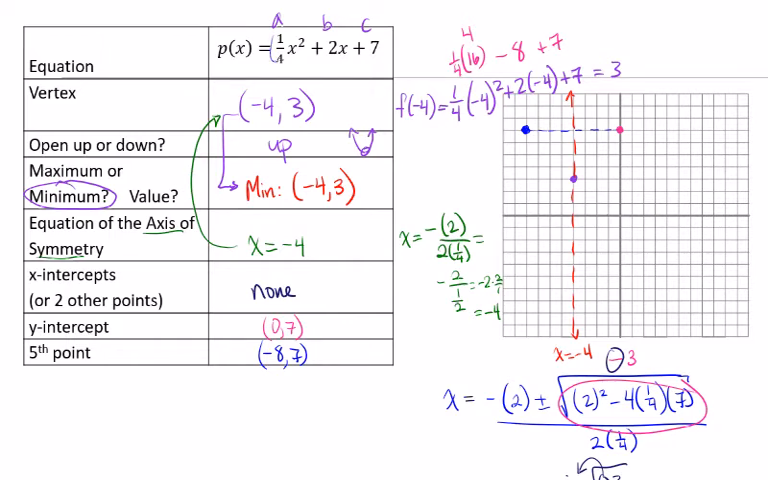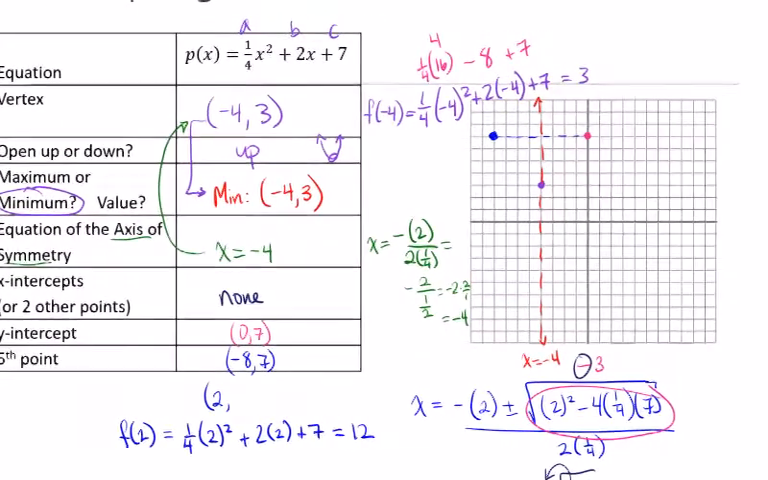Here, since we have a 1/4, you could pick a multiple of 2, and when you square it, it would be 4. So let's do that. Let's pick 2. So to find another point, I'm going to find 2 comma something. So I'm going to find f of 2, which would be 1/4 times 2 squared plus 2 times 2 plus 7, right? And so that would be 1/4 times 4, which would be 1, plus 2 times 2, which is 4. 1 plus 4 is 5, plus 7 is 12, right?